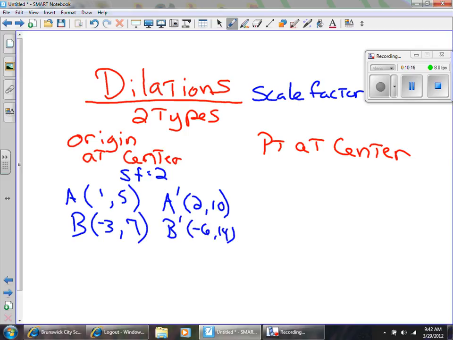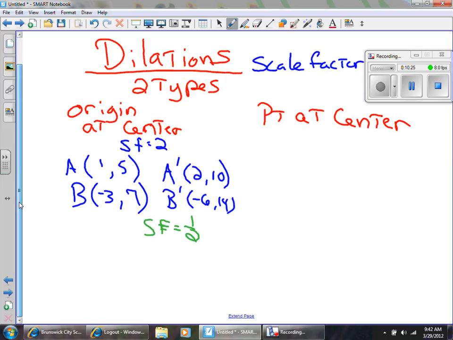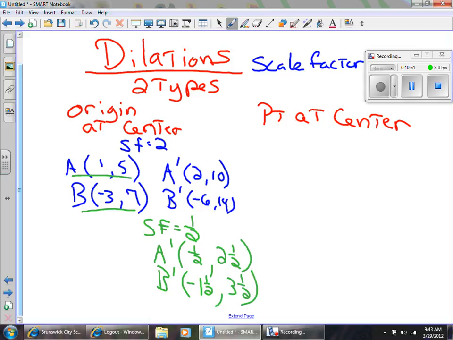Okay. Now it's possible that your scale factor could be a fraction, right? In which case the thing would get smaller. Well, in that case, you'll divide by 2. So A prime in this case, I'm still using the original A and B, A prime would be 1/2, and 5 divided by 2, which is 2.5, right? That's the y coordinate. B prime would be -3 divided by 2, which is -1.5, and 7 divided by 2 would be 3.5. Okay? So the scale factor could be 2, or it could be 1/2, it could be 1/3, it could be 3. Okay? So you just multiply the coordinates.